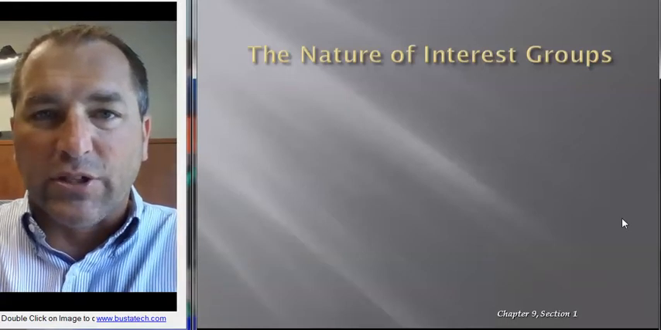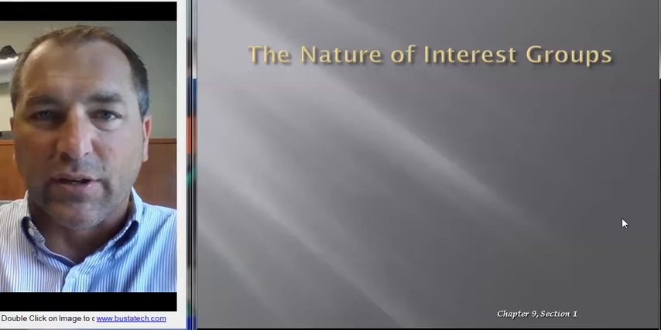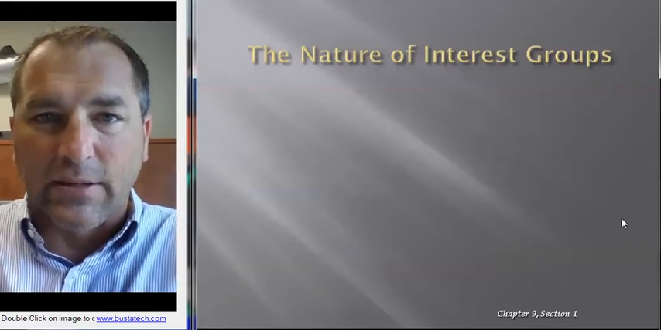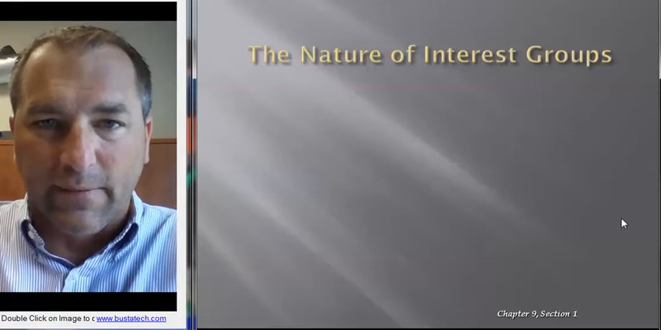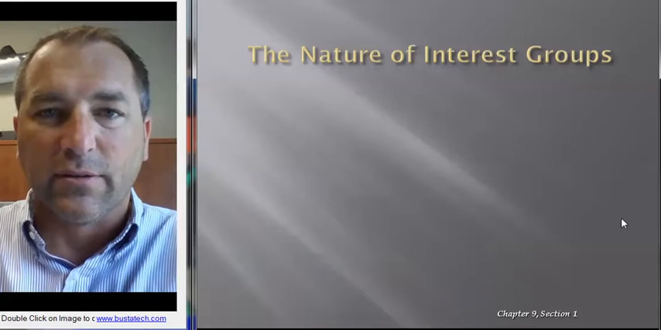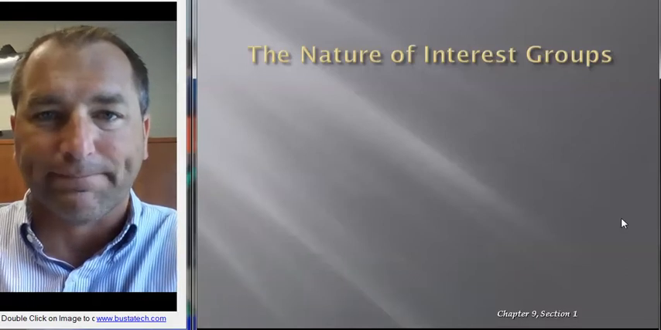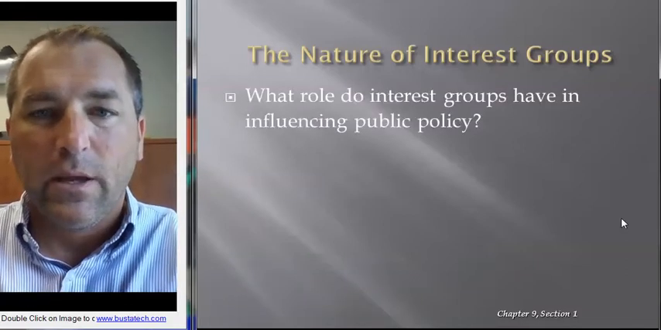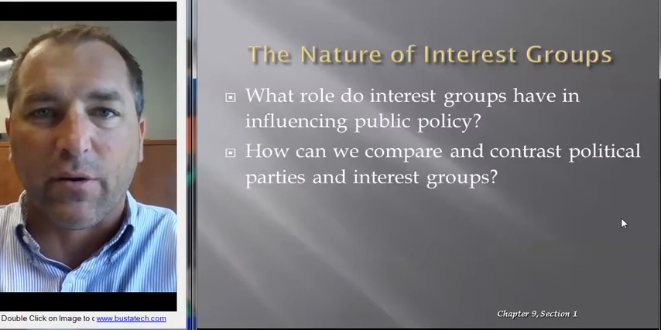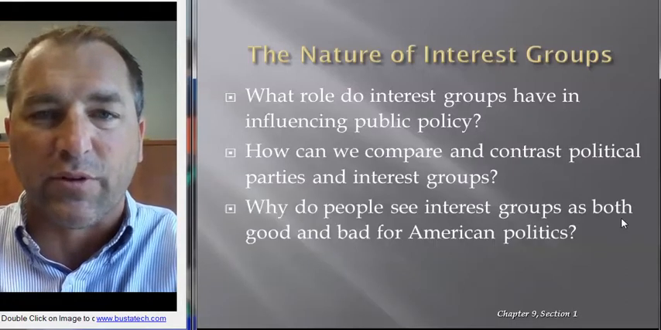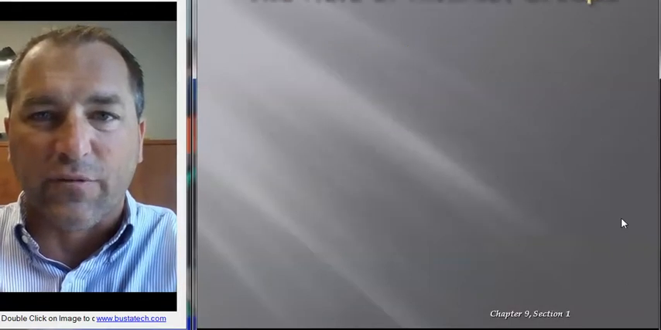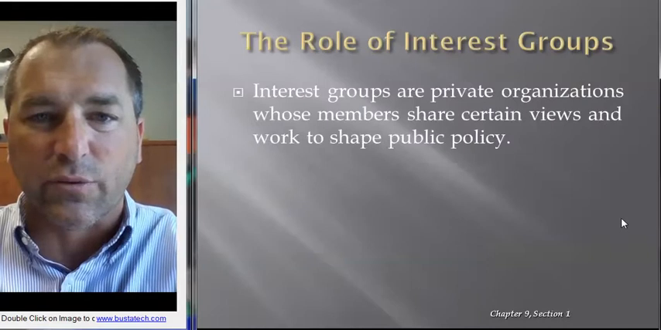There are three sections to this unit: the nature of interest groups, the types, and thirdly, the works thereof. So we'll take a look at, first of all, the nature of interest groups. What role do they play in forming public policy? How do they compare or contrast to political parties, which we've covered already? And perhaps you could make a Venn diagram as part of a project in Google Classroom.